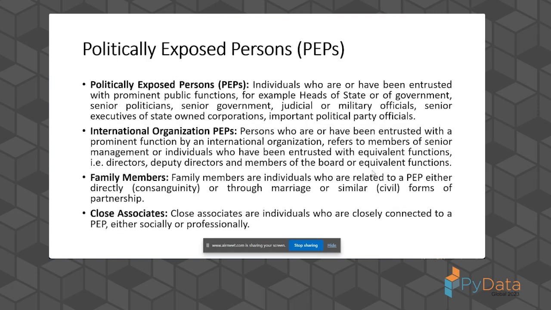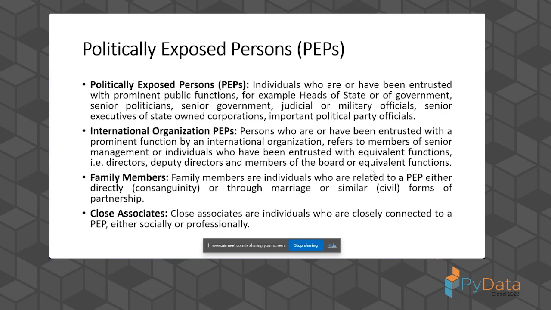The next concept is politically exposed persons, also short for PEPs. PEPs are individuals who have been entrusted with prominent public functions, for example, heads of state or government, senior politicians, senior government officials, military officials, senior executives of state-owned corporations, and so on. Then there can be international organization PEPs. Here, persons who are or have been entrusted with a prominent function by an international organization.